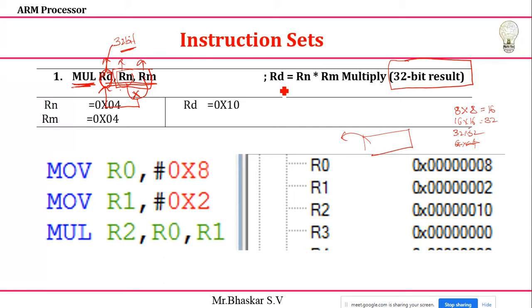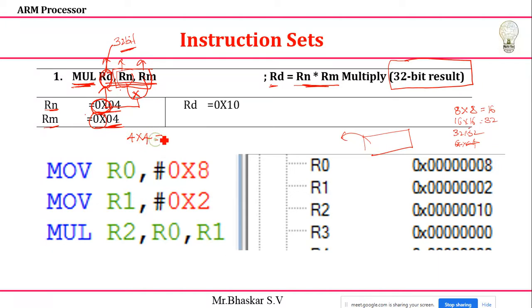Okay, so that is what I'm explaining. Rd is equal to Rn multiplied with Rm. For explanation purposes, I'm going to take one value. You can see Rn is equal to 0x04. So the Rn value is 0x04. And you already know that 0x is nothing but a hexadecimal value representation. So 4 cross 4, 4 into 4, what is the result?